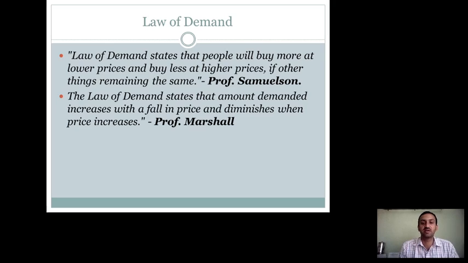The law of demand states that, other things being equal, rising price leads to fall in demand, and fall in price leads to rising demand. So the relationship between price and demand is inverse, or opposite. If the prices increase, demand will fall, and if the prices fall, demand will increase. So the law of demand states that the amount demanded increases with a fall in price and diminishes when the price rises. So this is the law of demand.